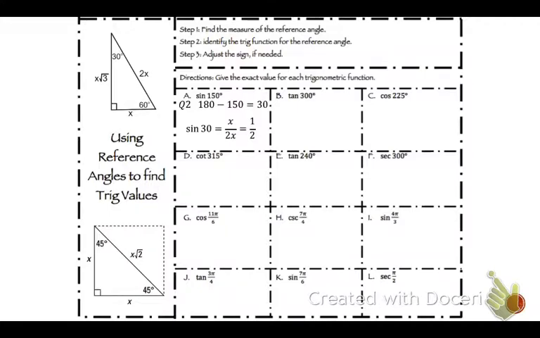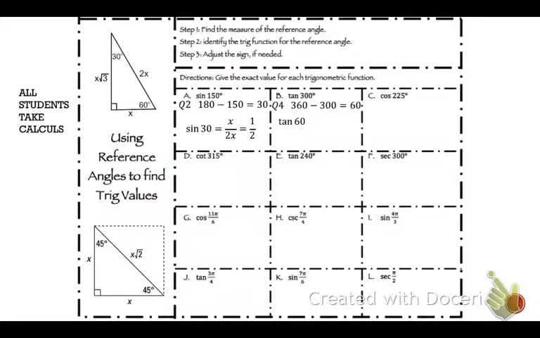Now this is in the second quadrant, so that's All Students Take Calculus. That should have a second U in there. So sine is positive in the second quadrant, so that stays as positive 1/2. Okay, let's do 300. So 300 is in the fourth quadrant. Find that reference angle. That's 360 minus 300, which is 60 degrees.